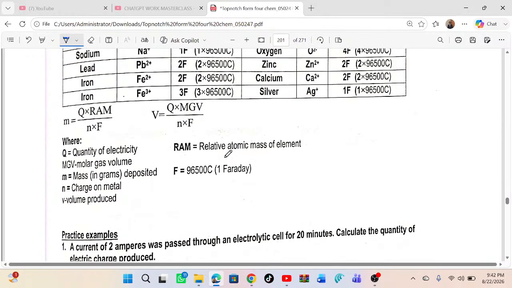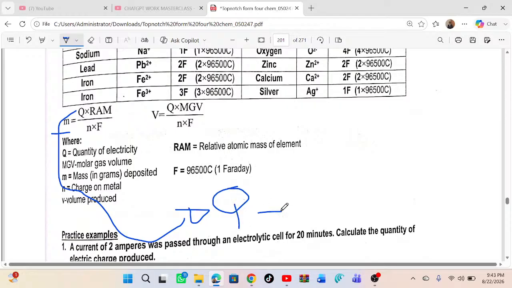Number one, formula inatafutwa: mass is equals to quantity times RAM all over N times F. Quantity, that's the quantity of electricity. So quantity of electricity times RAM divided by N times F. So nataka nikwambie hii kitu one step by step. This is the quantity. And the quantity natafutwa aje?